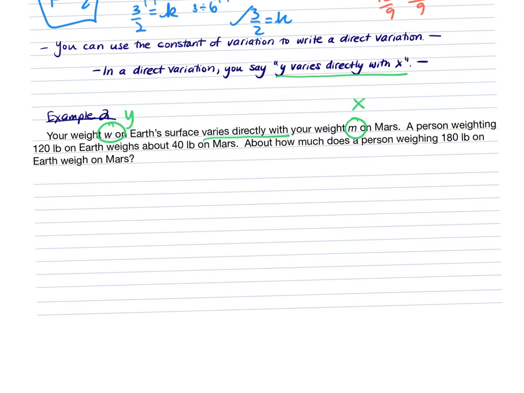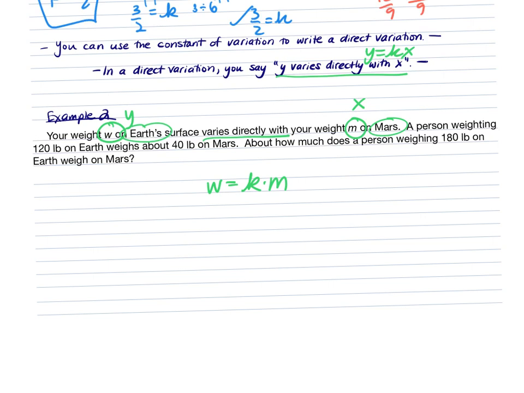And our formula, right, this formula is y equals kx. So this means W equals some constant k times M, the mass. So a person weighing 120 pounds on Earth weighs about 40 pounds on Mars. So W is Earth and M is Mars.